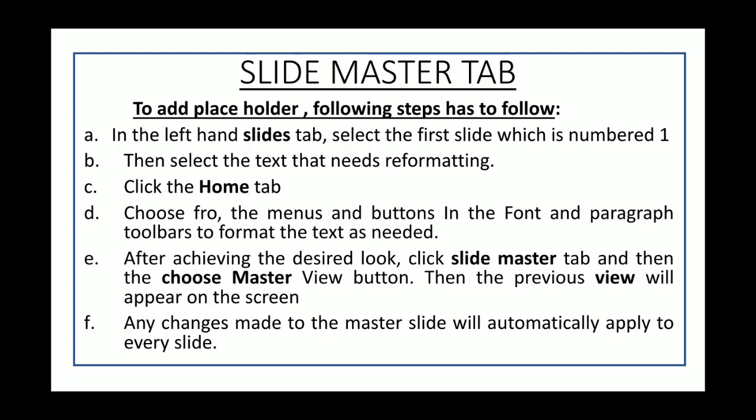To add a placeholder, follow these steps. In the left-hand side slides tab, select the first slide, which is numbered 1. Then select the text that needs reformatting. Then click on the home tab and choose from the menus and buttons in the font and paragraph toolbars to format the text. Which font you want, which font size you want, everything you can set from the home tab.